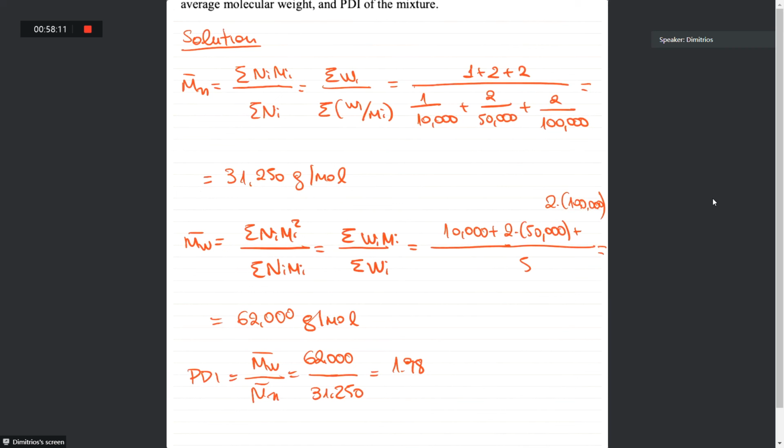Miscible and compatible. Miscible are fully miscible materials. They can be completely mixed, but compatible are materials that can be mixed, but depending on the situation of the mixing, we might not have full miscibility, okay?